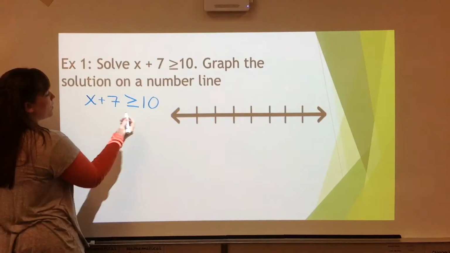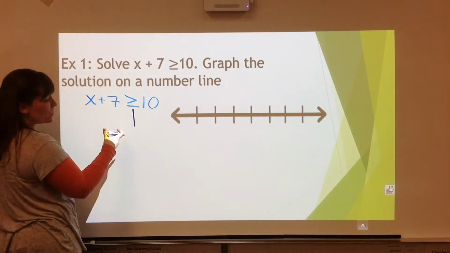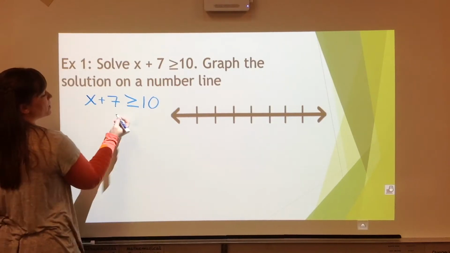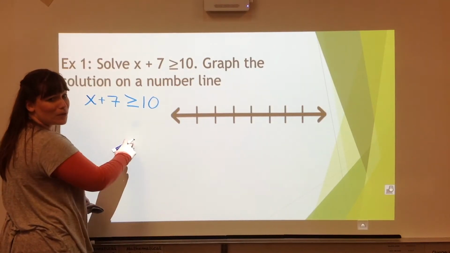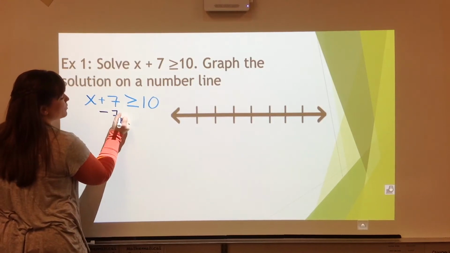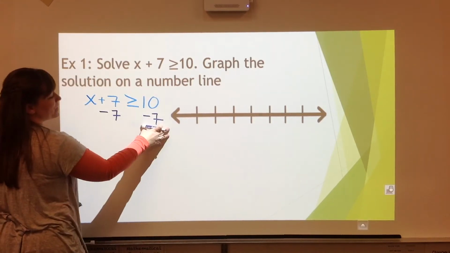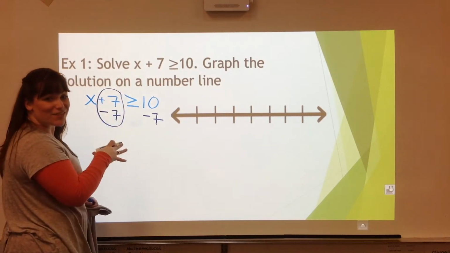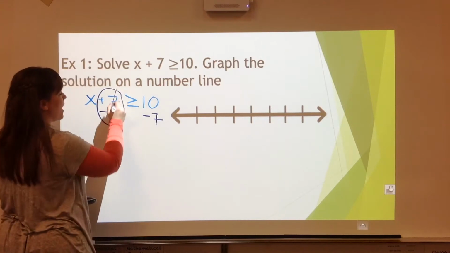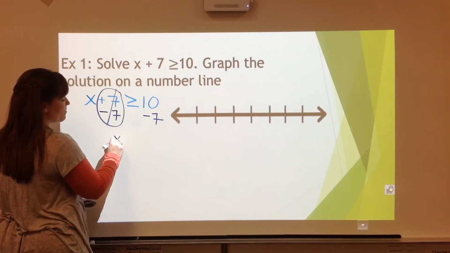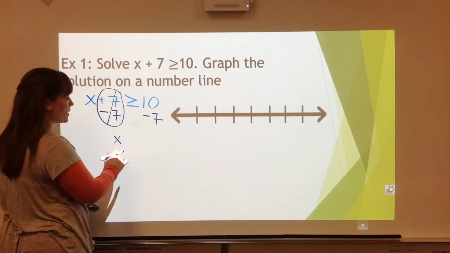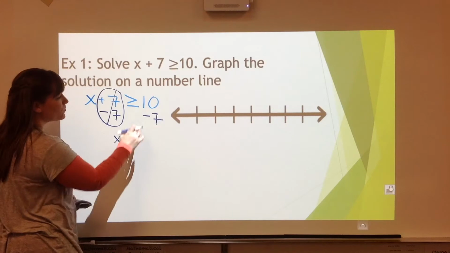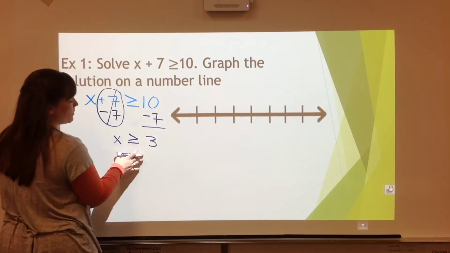This is what it looks like. If you like splitting it in half, you can. I'm not going to bother with that line because I want to make sure I'm going to put this symbol at the end. I'm just simply going to subtract 7 on the left and on the right. I'm still going to draw a circle around this addition of 7 and a subtraction of 7 because that turns into a 0, which will leave me an x on the left. That's what I want. X is going to be greater than or equal to, notice the symbol is the same, and then we do this subtraction and we have a 3.